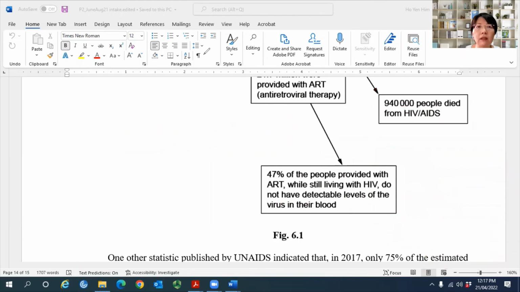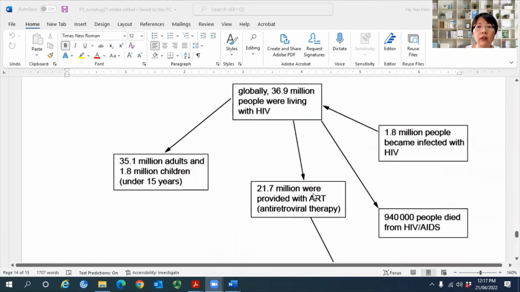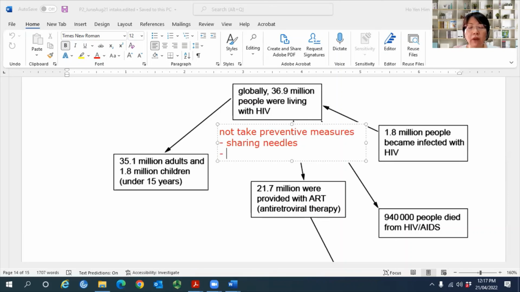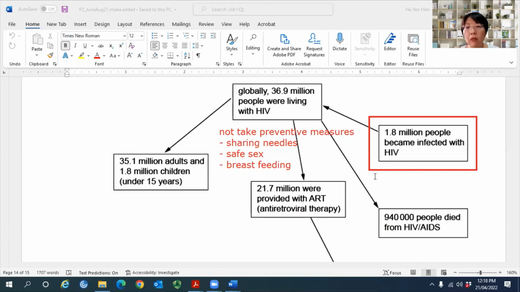when the person did not know that he's carrying HIV, not only will he not take ART treatment, he may also not take preventive measures that can stop the HIV from spreading to other people, like he may share intravenous needles in taking drugs, for example, not practice safe sex, and also breastfeeding. So this is a consequence of them not knowing it. Therefore, there will be more people that will be infected with HIV.